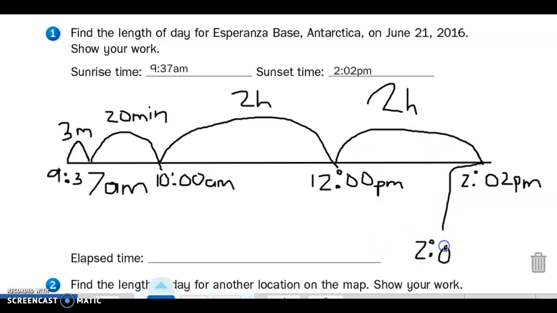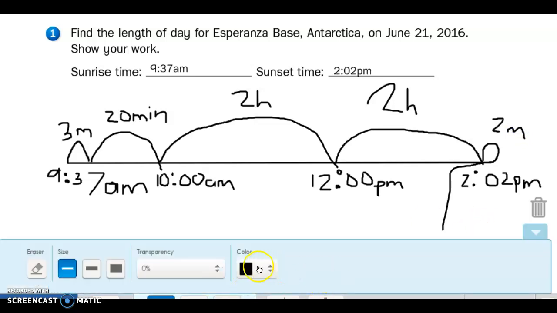Right? PM because it's after lunchtime. And how many more minutes till I get to 2:02? I just need to add 2 minutes. Amazing. Okay, now I need to add up all of my minutes and hours that I have.